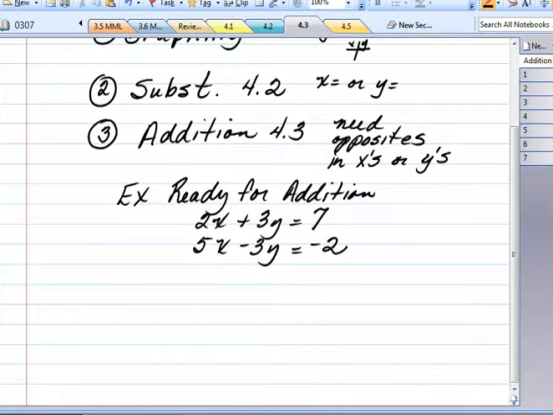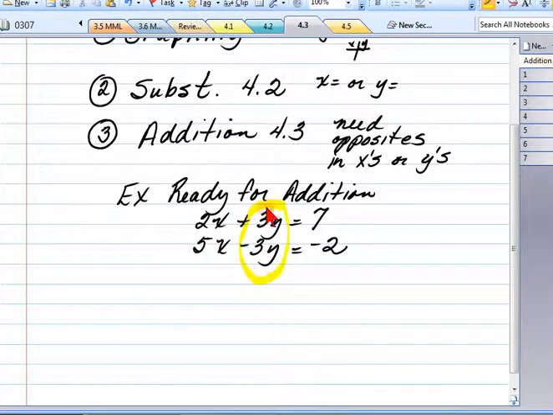Now, take a look. You notice that the structure of this system has your x's lined up, your y's lined up, your equal signs lined up, and your constants lined up. Do you see a pair of opposites with the coefficients of either x or y? Yes, and I hope everybody sees them right there. That means it's ready for addition. Now, I'm not going to teach you addition for about 30 or 40 more seconds, but it is ready.